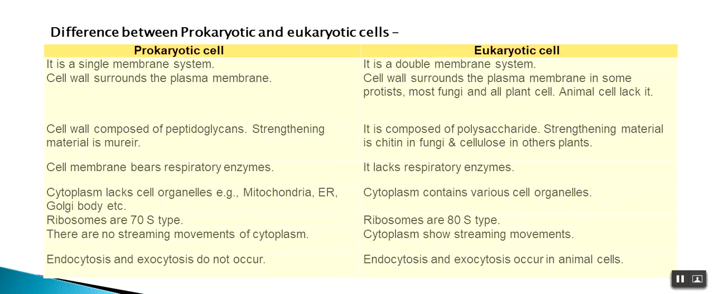Eukaryotic cells are double membrane system. Cell wall surrounds the plasma membrane in some protists, most fungi and all plant cells. Animal cells lack it. It is composed of polysaccharide. Strengthening material is chitin in fungi and cellulose in other plants. It lacks respiratory enzymes. Cytoplasm contains various cell organelles. Ribosomes are 80S type. Cytoplasm shows streaming movements and endocytosis and exocytosis occur in animal cells.